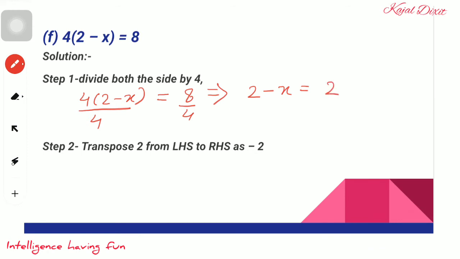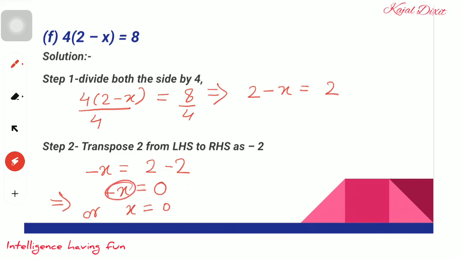Now we have to transpose this 2 onto the other side. What will we get? We will get minus x is equal to 2 minus 2. So from here we will get the value of minus x is equal to 0, or the value of x will be 0. Finally, we have transposed this x onto the other side, and here we will get 0 and on the other side we will get x. And you know that interchanging the sides of the equation, LHS to RHS or RHS to LHS, doesn't make any difference. So our final answer to this question is x is equal to 0.